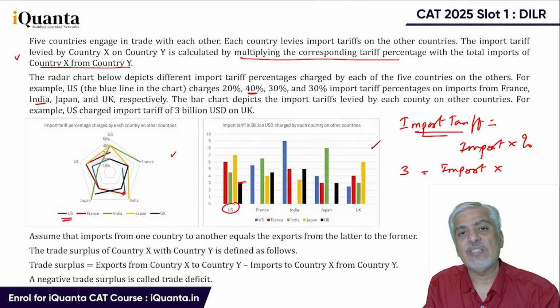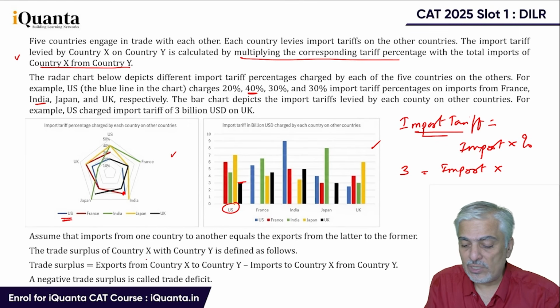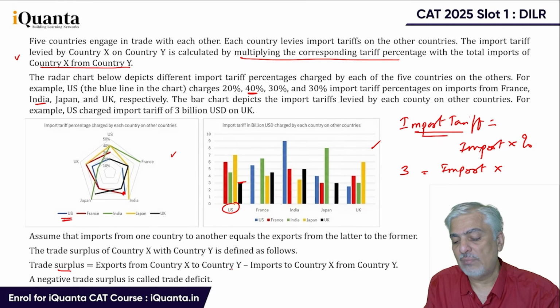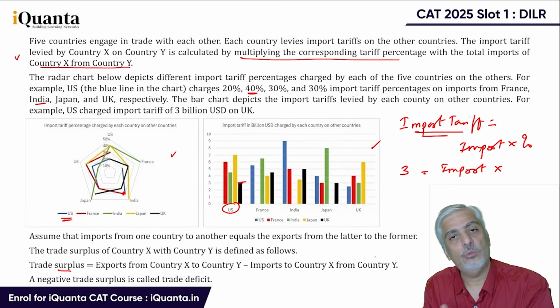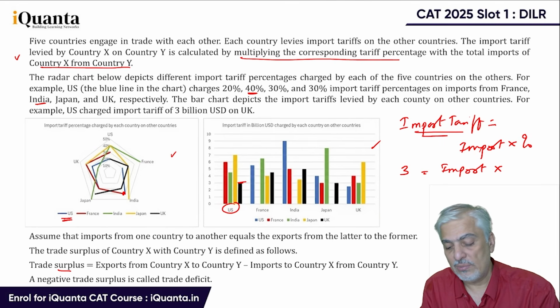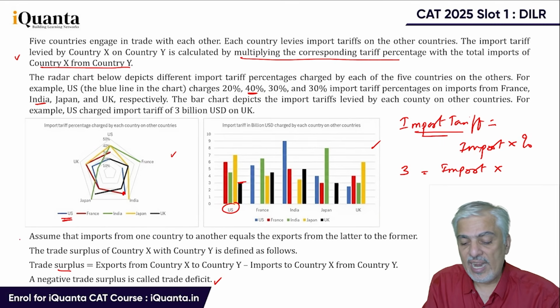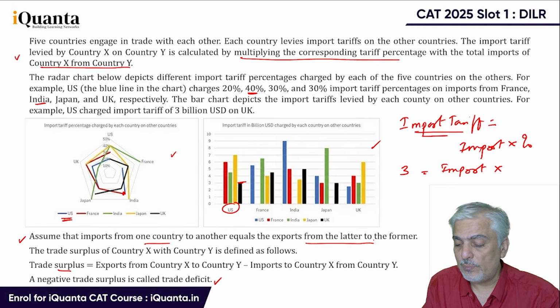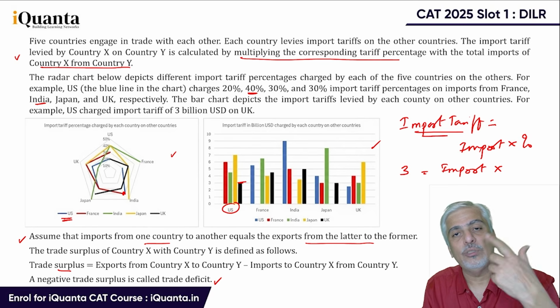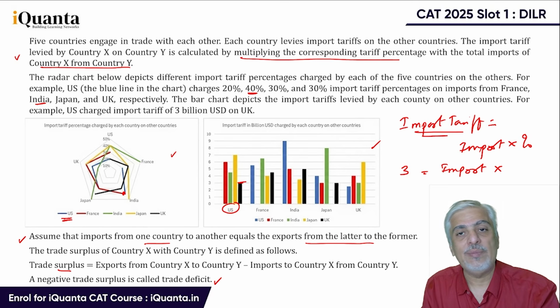Then 3 more points are given which are very standard economics points. So commerce students would not have to read a lot over here, but the science students may want to read a little bit carefully. The trade surplus of a country X with country Y is defined as follows. Trade surplus is exports minus imports. So whatever exports you do minus the imports which you have from that country becomes a trade surplus. If that answer is negative, it is called a trade deficit. And there's also one more point. Assume that import from one country to another country equals the export from the latter to the former. So if UK imports something from US, it means that US exports that much only to UK, obviously.